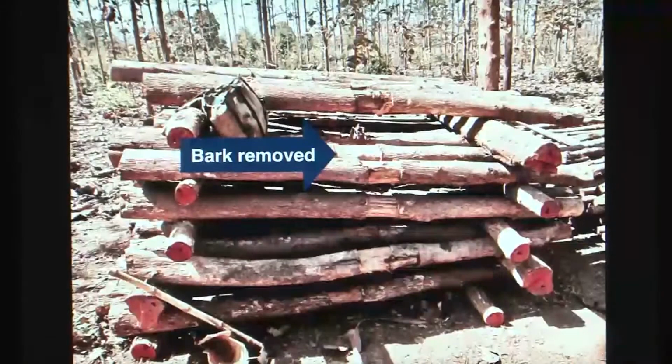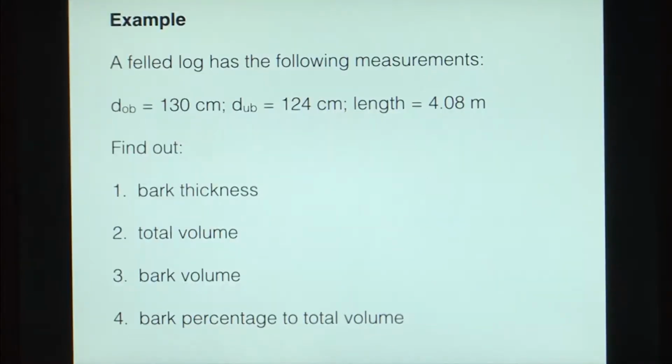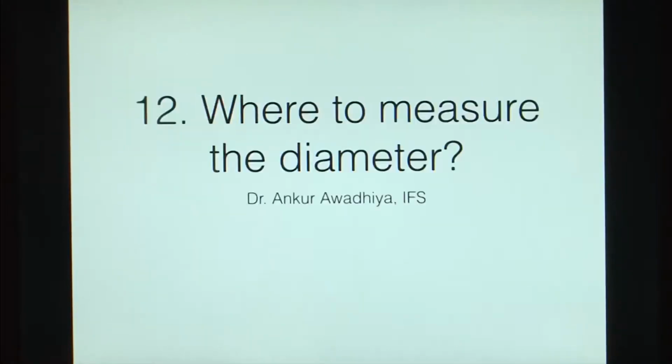Now, when you have your logs, then you take measurements outside. So, you take measurements of the diameter over bark and the diameter under bark, and so you can also get the bark thickness. Then we looked at this problem in which we were given the over bark diameter, the under bark diameter and the length, and we were able to calculate the bark thickness, the total volume, the bark volume and the bark percentage to total volume.